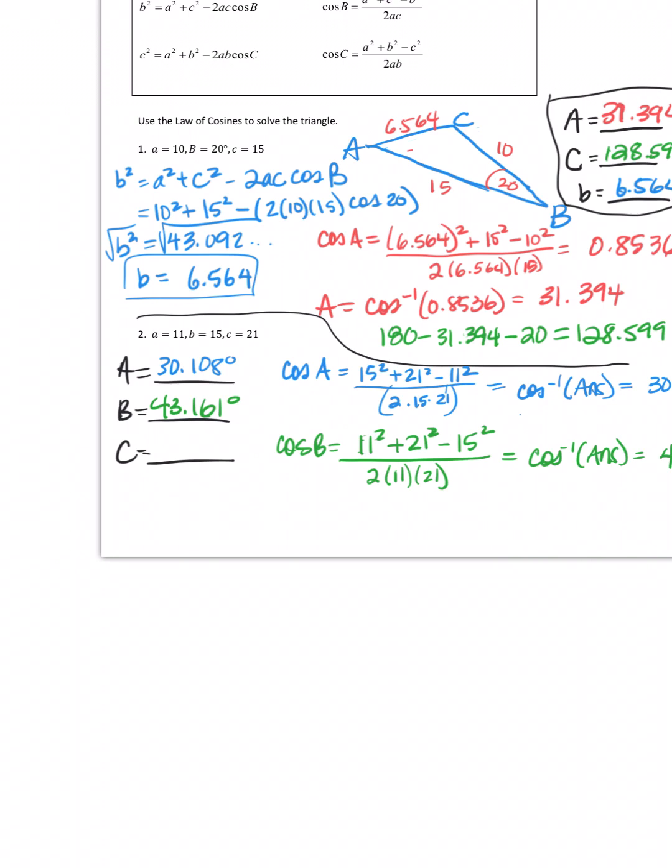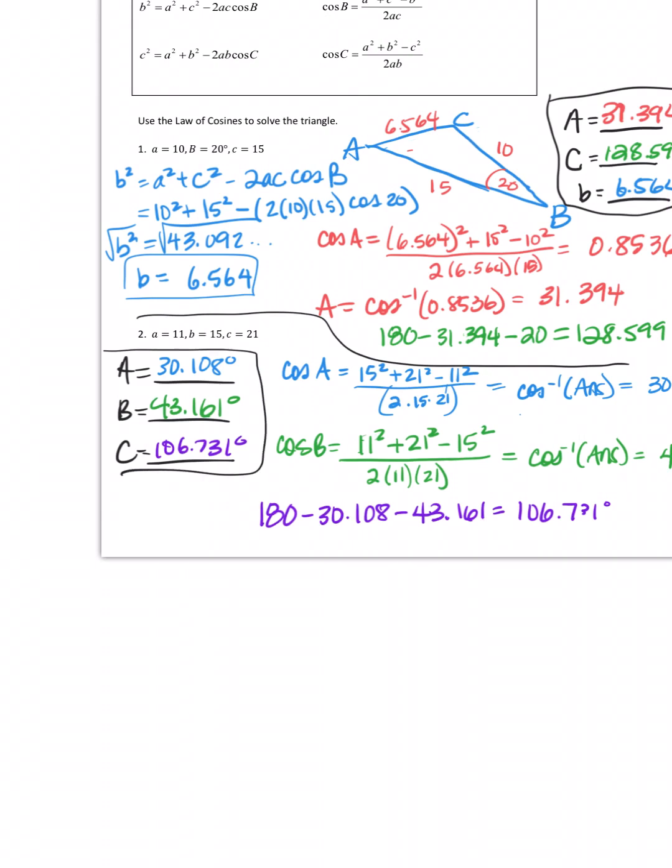And then lastly, to find that third angle, I'm just going to use my properties of a triangle. So 180 minus the known angles I just found. And when I get that, I find out the angle C is 106.731 degrees. And I've solved my triangle. All right, so these formulas are pretty handy, help you find those triangle values.